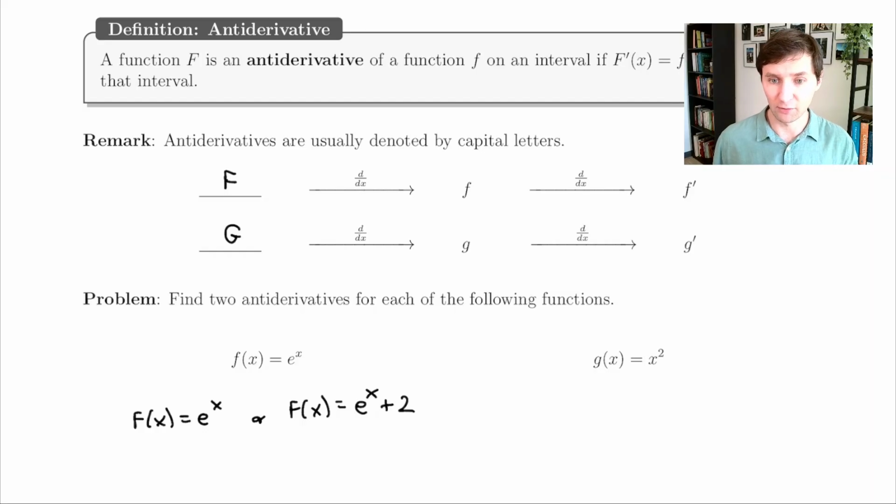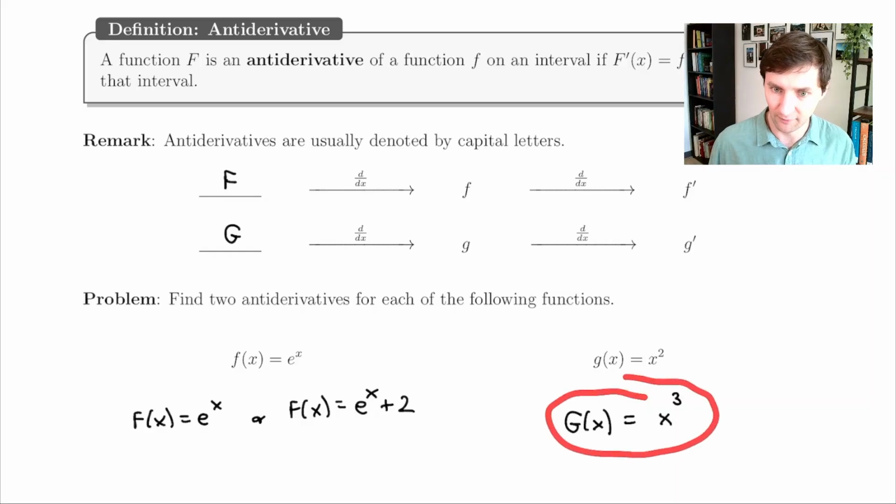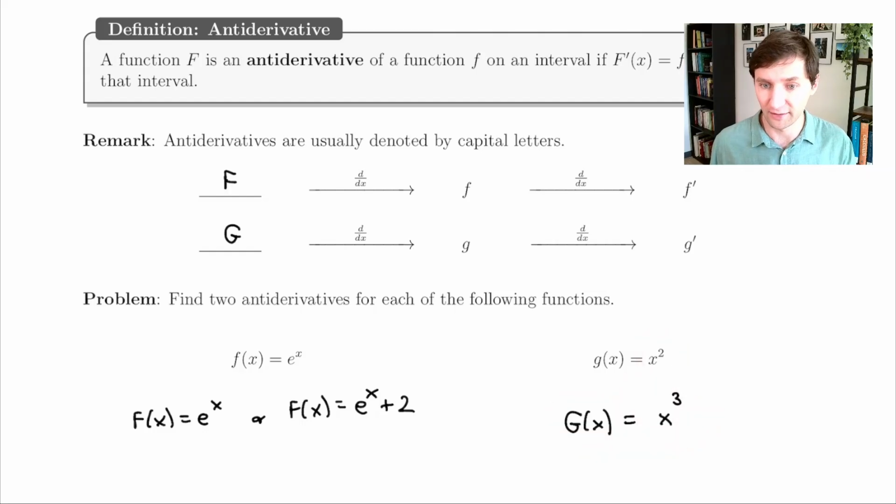Same story when it comes to g of x. What is an antiderivative of x squared? Can I come up with a function, capital G of x, whose derivative is x squared? My first idea is to use x to the third power. But I realize this is not fully correct, because when I take the derivative of this expression, 3 comes down and gives me 3x squared, which is not x squared. I get an answer that is 3 times too big.